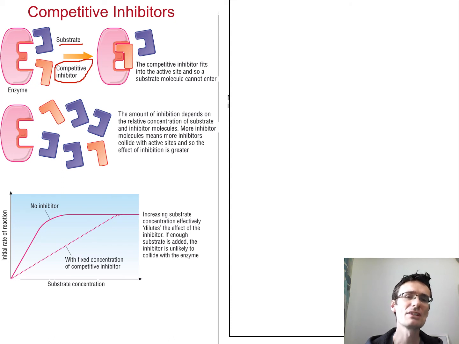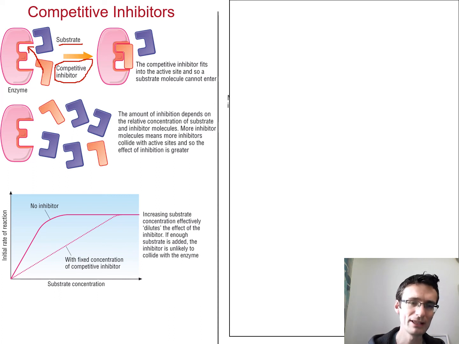So what happens is the competitive inhibitor goes in, that then blocks the substrate. So they're competing for access to the active site, hence the name. So obviously, if you have loads of substrate, the effect of the competitive inhibitors will drop. If you've got lots of competitive inhibitors, then that will maybe increase the effect of them.